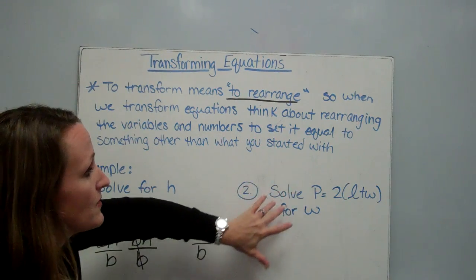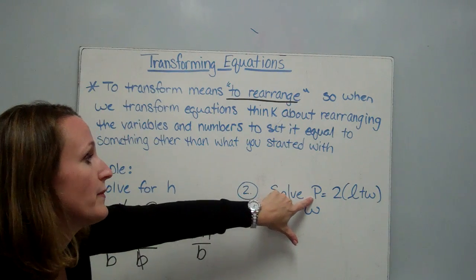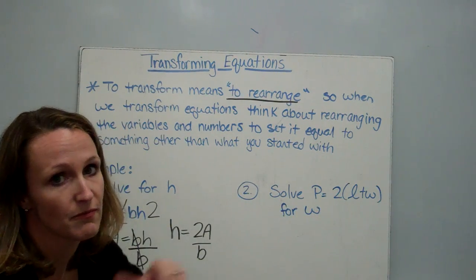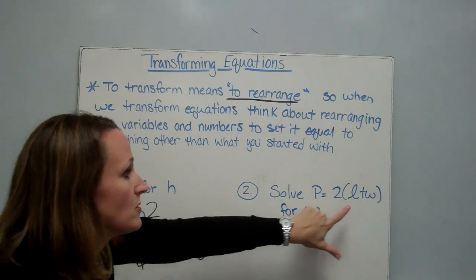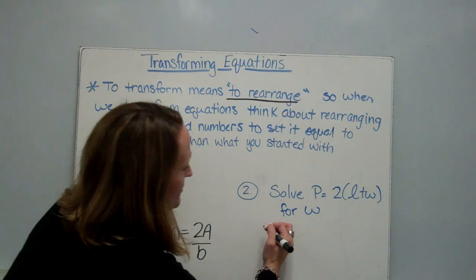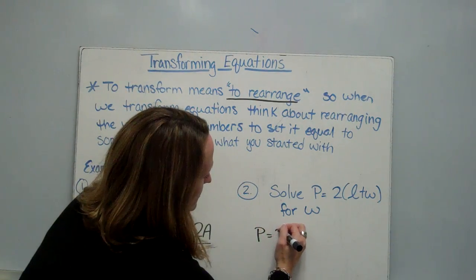Alright, so now let's solve this one. This is the equation for perimeter. Perimeter equals 2 times length plus width. But we want to solve it for w. We're going to solve it for the width. Okay, I'm going to rewrite it down here just so that I have a little more space.